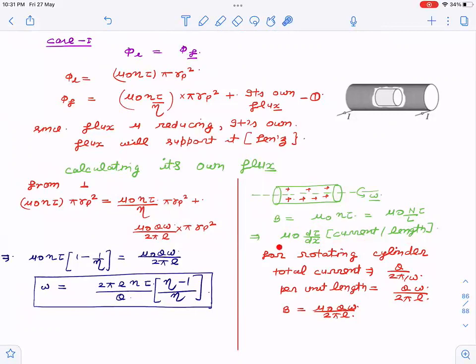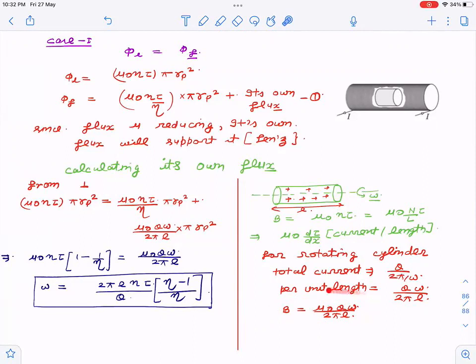Now, how do we apply this formula for our case? For the rotating cylinder, what will be the current? Total charge is Q, and since it rotates with angular velocity omega, the time period will be 2 pi by omega. I have used the Q by T formula. Q by T, so that's the current. But we need current per unit length. Current per unit length is Q omega by 2 pi divided by the length. What is this length? This length is this L. This is current per unit length, right? So the magnetic field is this: mu naught di by dx is the magnetic field created by its own rotation.